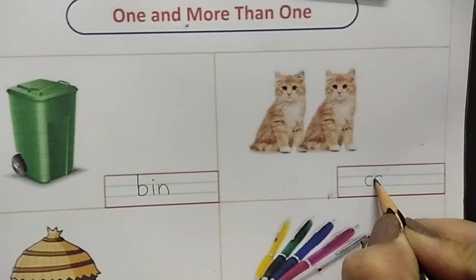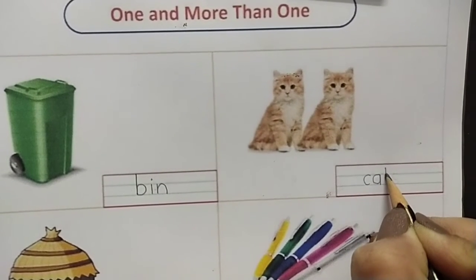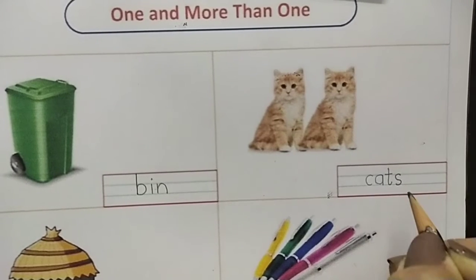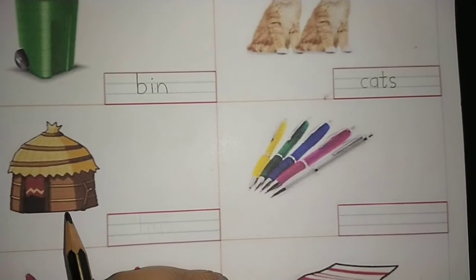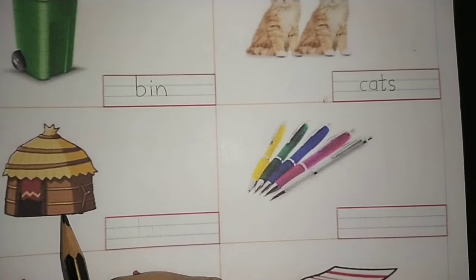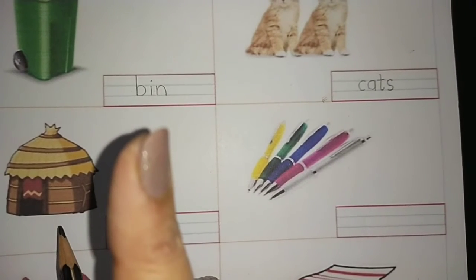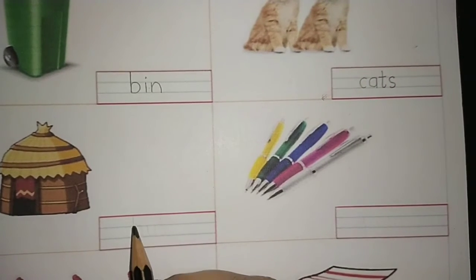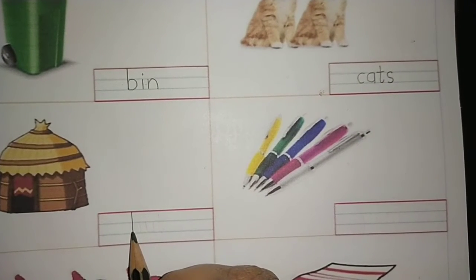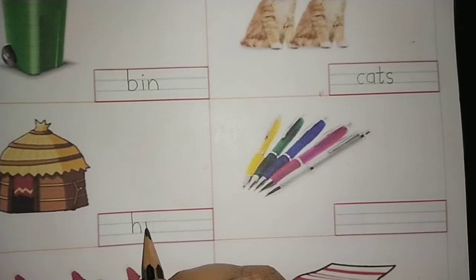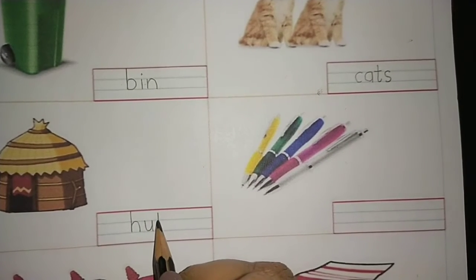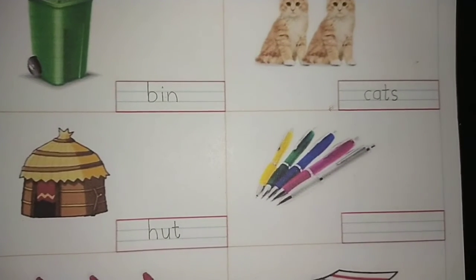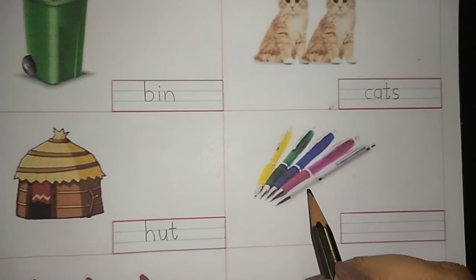C-A-T-S, cats. Now kids, tell me, which picture is this? This is a hut and there is only one hut. So now we will write the spelling of hut over here. H-U-T, hut. Now kids, count how many pens are there.